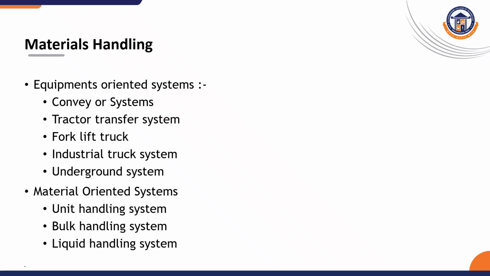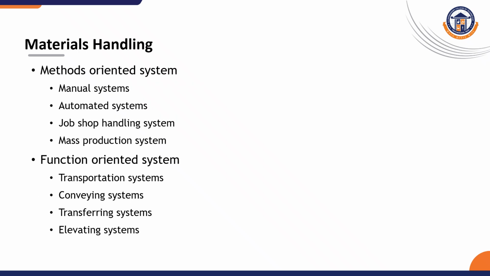Then, in handling equipment, we come to equipment. What are the differences? Conveyor systems, tractor transfer system, forklift truck, which is now used in many places, not only in industry, even in construction areas, industrial truck system, underground system. Material oriented system is the unit handling system, that is a product, end product handling system, bulk handling system. Single product, bulk is several products, then liquid handling systems. These come under different types of systems.